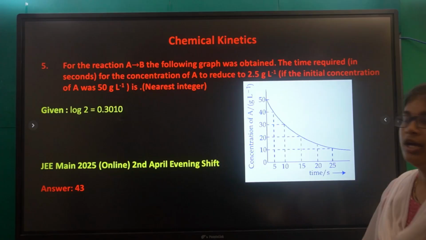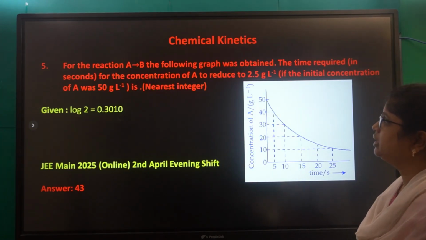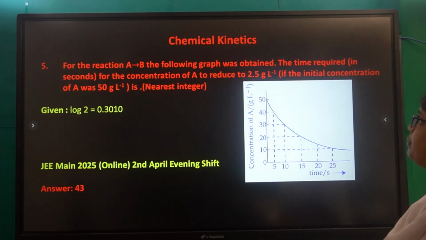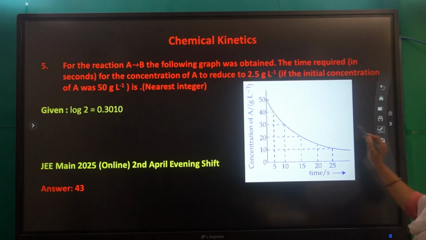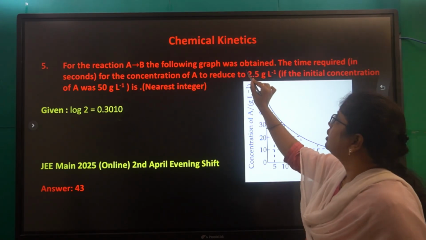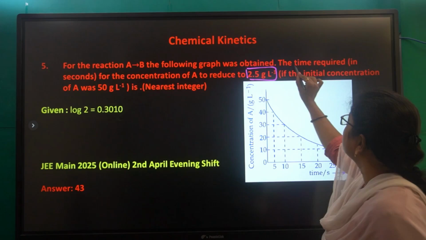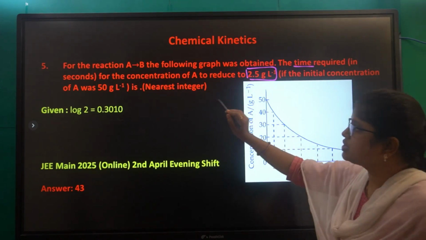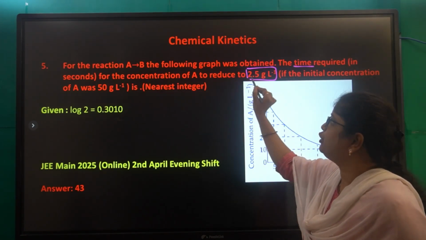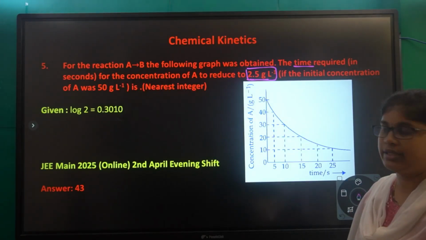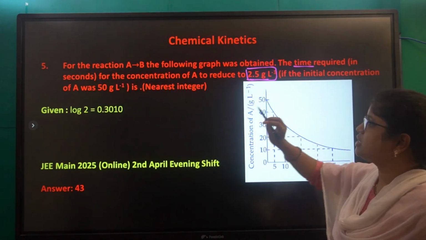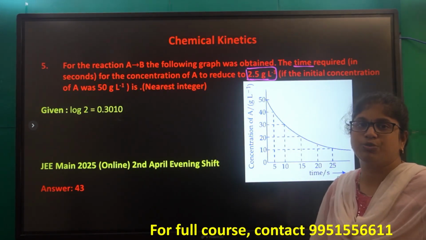Question. For the reaction A to B, the following graph was obtained. The time required for the concentration of A to reduce to 2.5 grams per liter. Okay. He is asking the time required for the concentration of A to reduce to 2.5 grams per liter, if the initial concentration of A was 50 grams per liter.